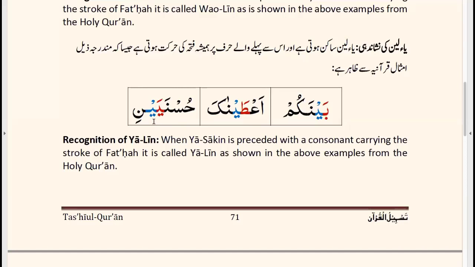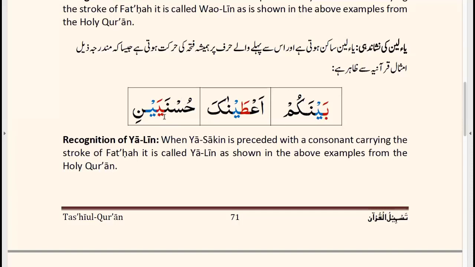Can you tell me, is it the blue one or is it the red one? The blue one. Yes, very nice. The blue one. Well done. Try and read this example, please. Husnayani.